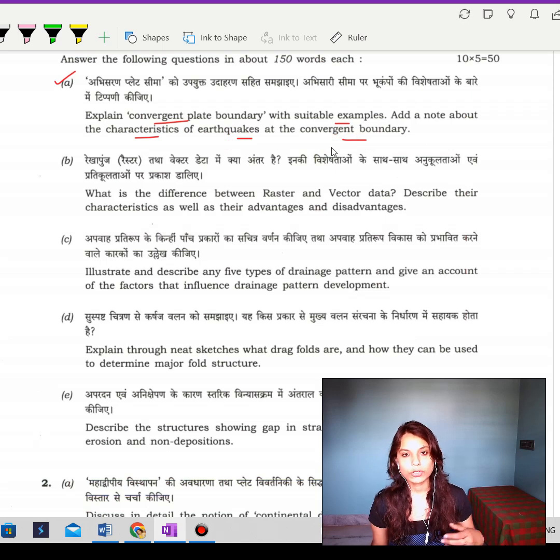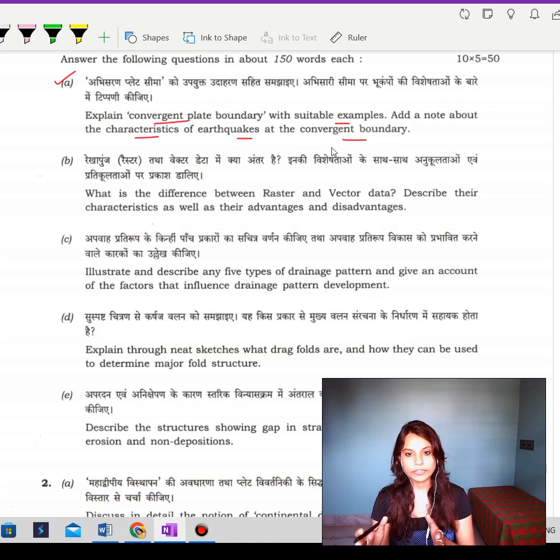So here we have to talk about a convergent boundary and also give certain suitable examples, and also we need to talk about the different characteristics of earthquakes at that particular convergent boundary. So what is a convergent boundary first? Convergent plate boundary first we need to explain.